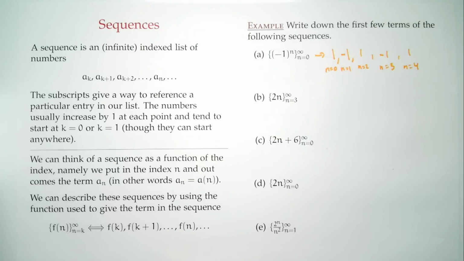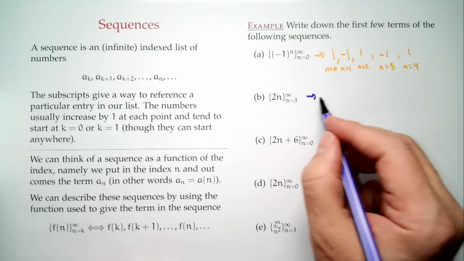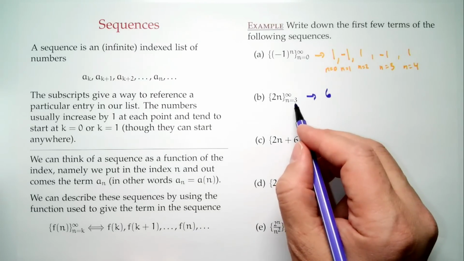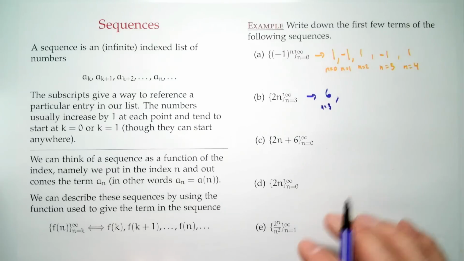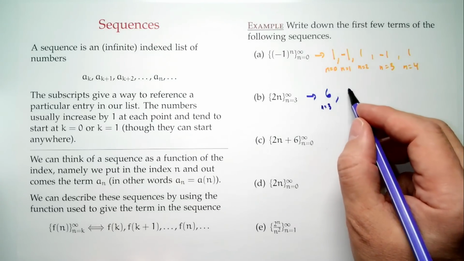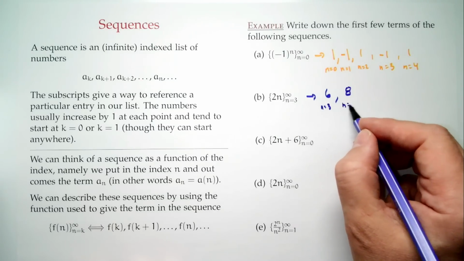How about the next one? So this is 2n. And n goes from 3 to infinity. What's the first term? 6. Because we start at 3. 2 times 3 is 6. So n equals 3. What's the next term going to be? 8. That's the n equals 4.